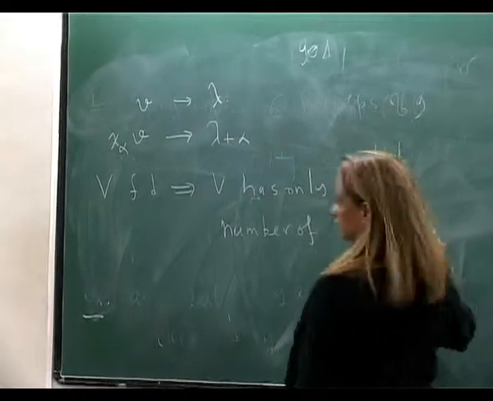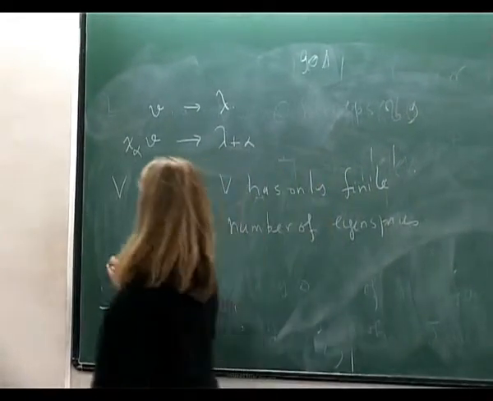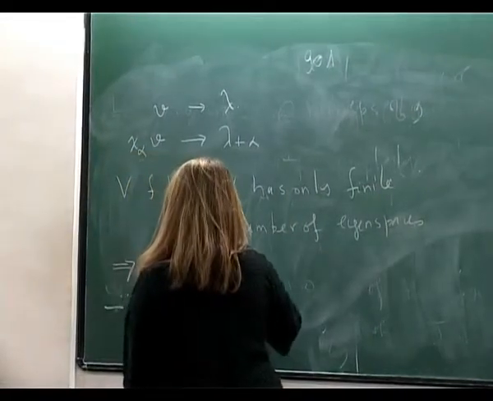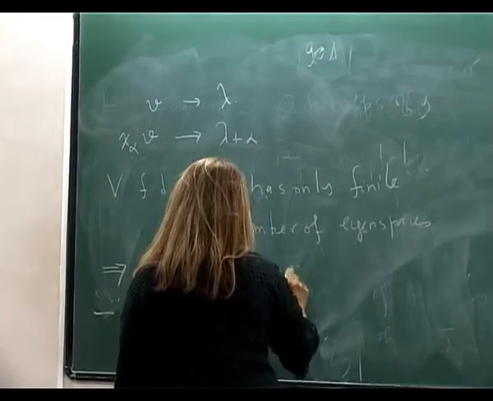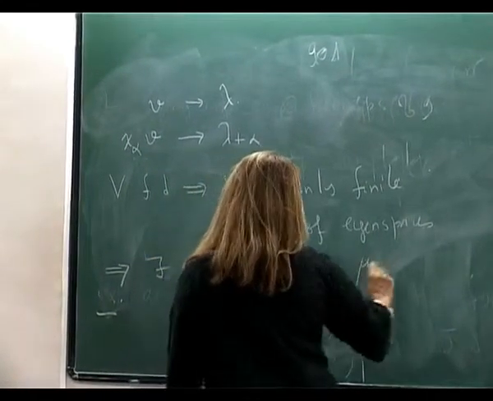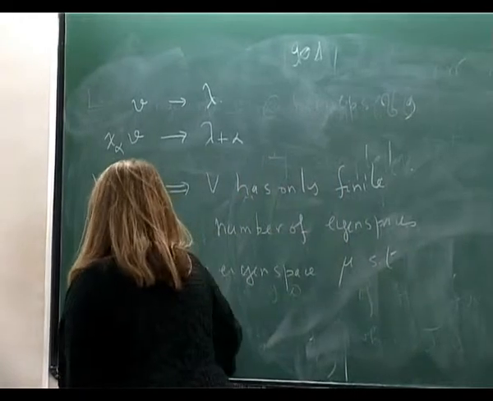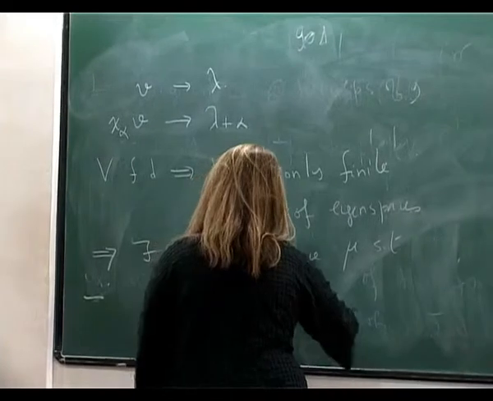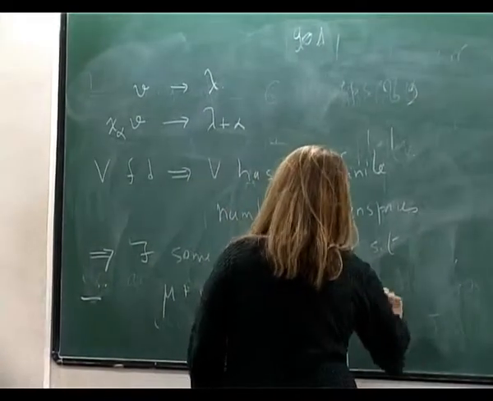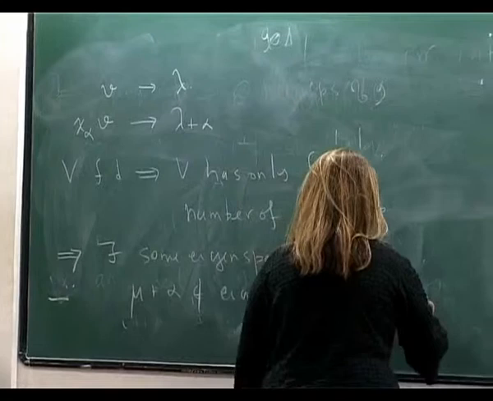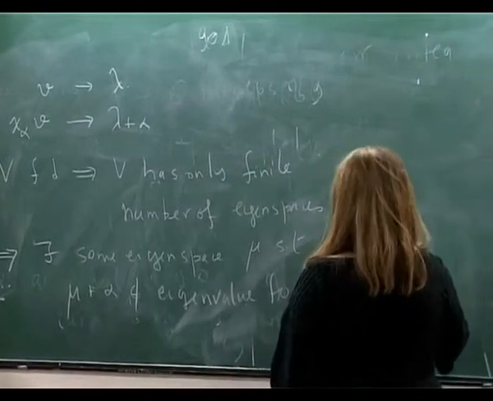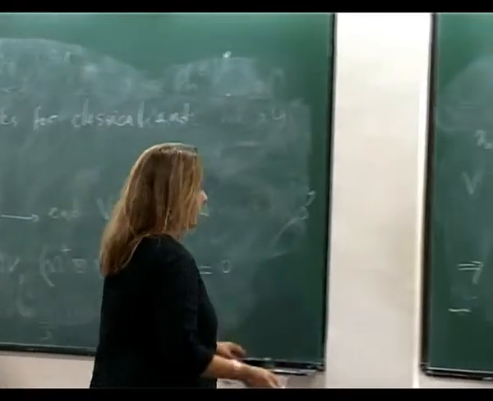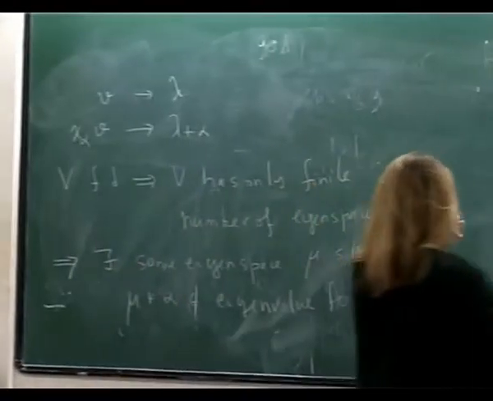And so at some point there must exist some eigenspace, let's say mu, such that mu plus alpha is not an eigenspace for any alpha in P plus, for any positive root. Okay. So it really is the same proof. So if you understood the proof for finite dimensional Lie algebras, there is no difference from that proof here.